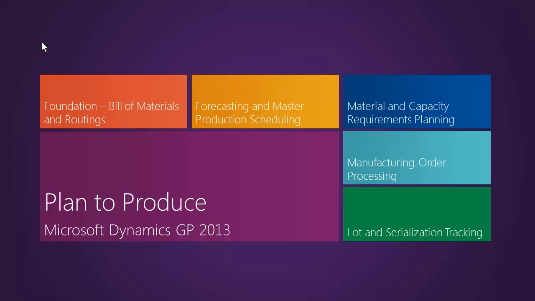Microsoft Dynamics GP 2013 supports the plan to produce business process. One of the major components of the plan to produce process is material requirements planning. Material requirements planning, or MRP, is a time-phased planning system that offsets planned recommendations based on lead times.